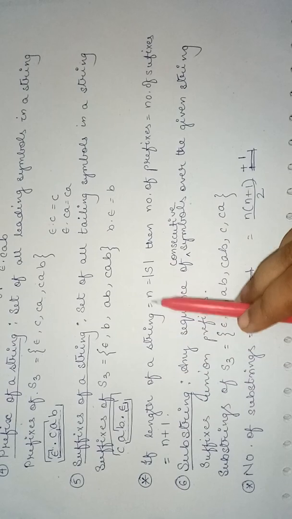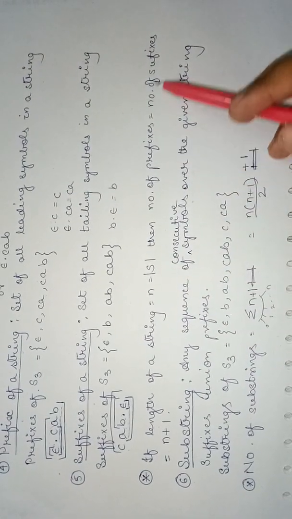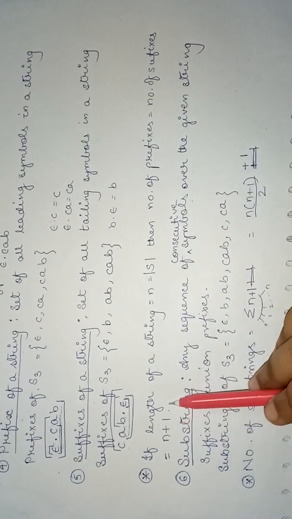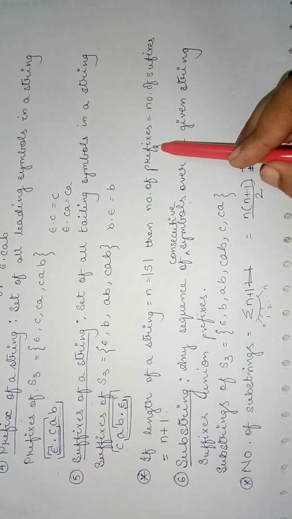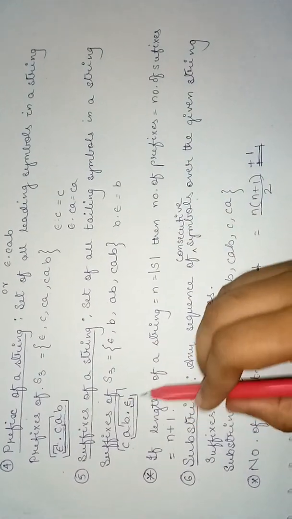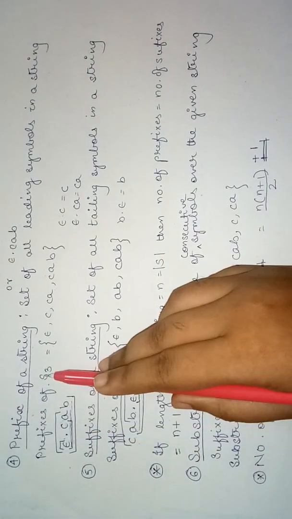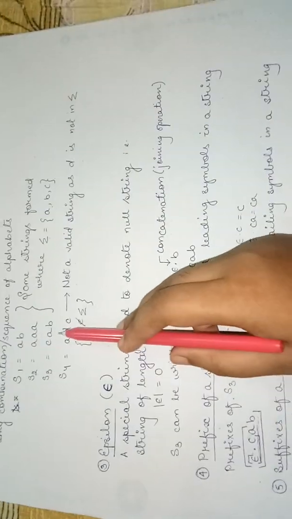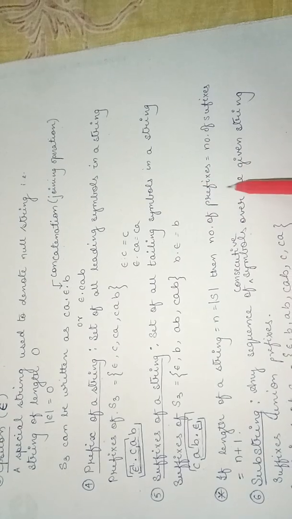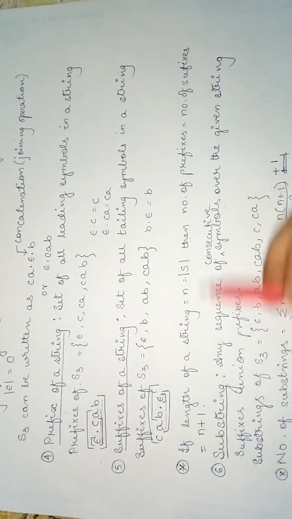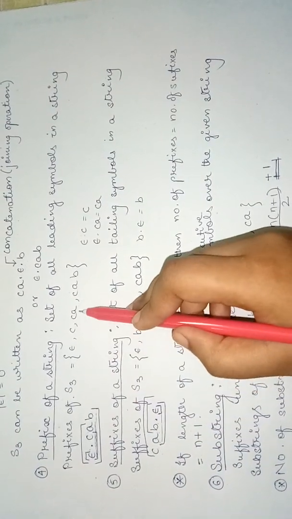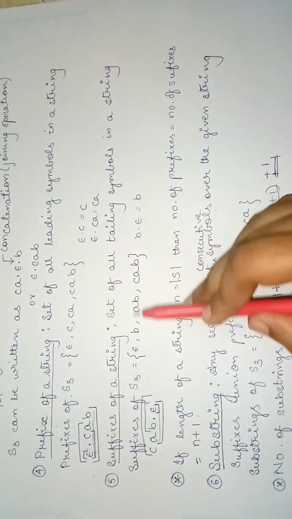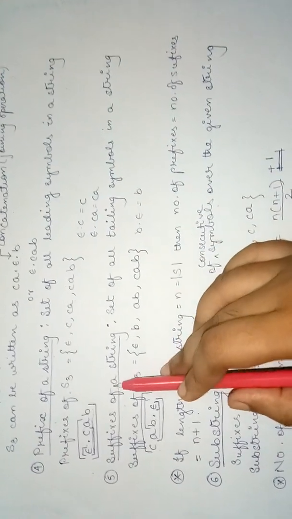If the length of the string is n, the number of prefixes is equal to the number of suffixes, that is n plus 1. Number of characters plus 1 is the total number of prefixes or suffixes. Here in this example, the length of the string S3 is 1, 2, 3. So the number of prefixes and suffixes should be 3 plus 1, 4. Therefore here 1, 2, 3, 4 prefixes, 1, 2, 3, 4 suffixes.